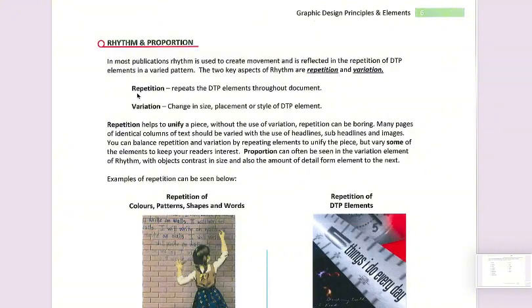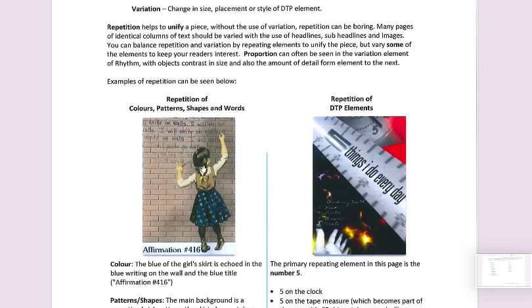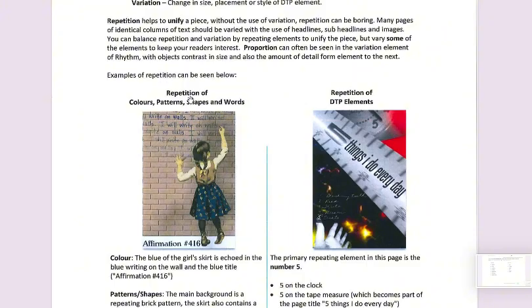Repetition is about repeating elements, while variation is about a change in size, a change in placement, and a change in style. Repetition helps to unify a piece. Without use of variation, repetition can be boring. Many pages of identical columns of text should be varied with the use of headlines, sub-headlines, and images. Let's go by repetition of colors, patterns, shapes, and words.